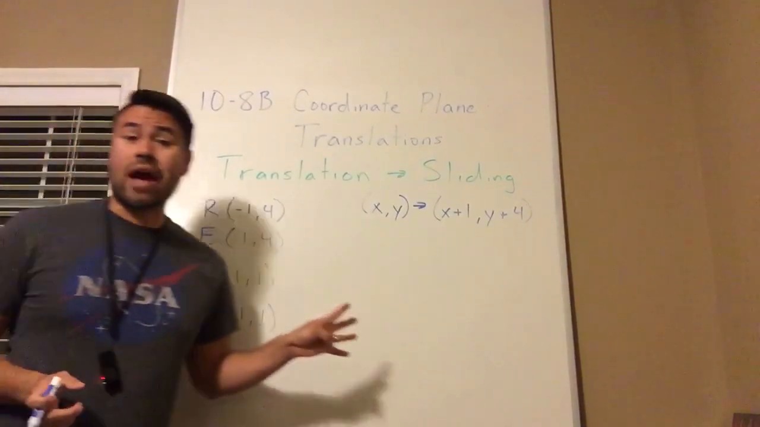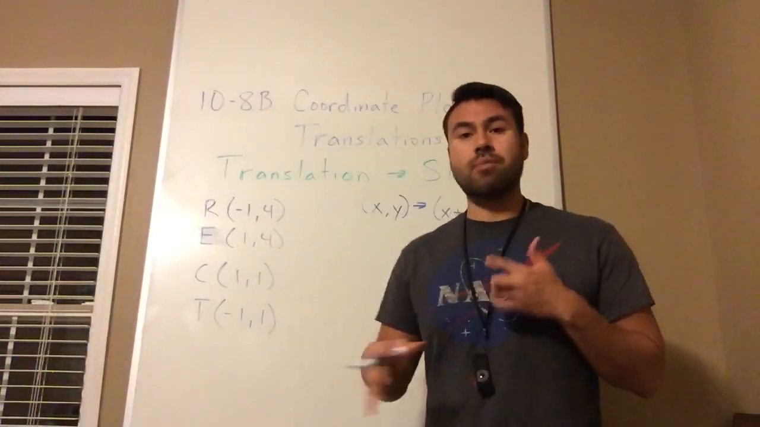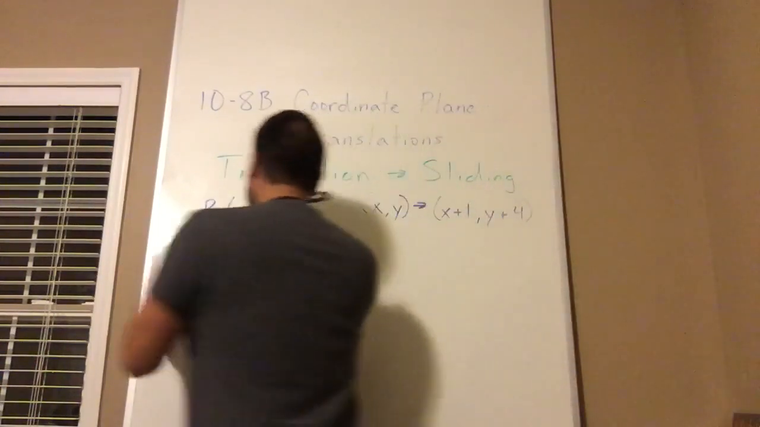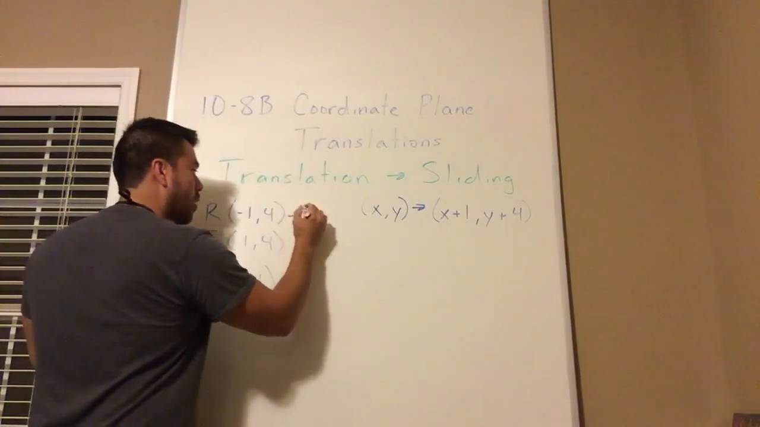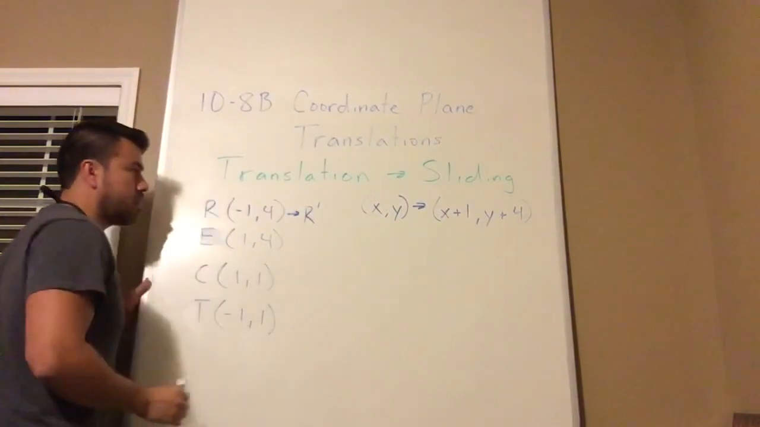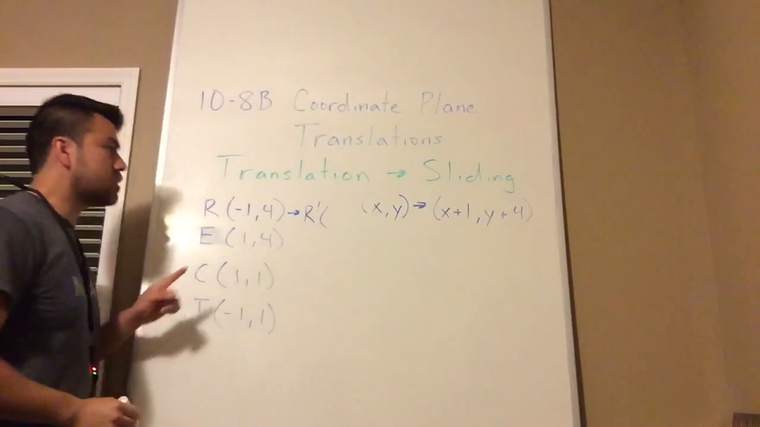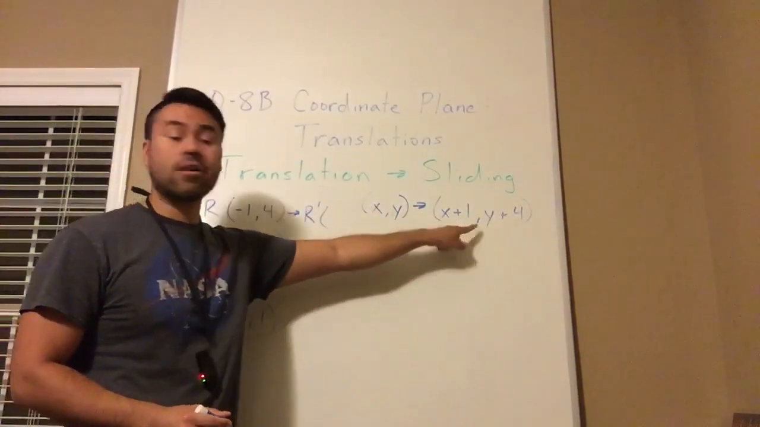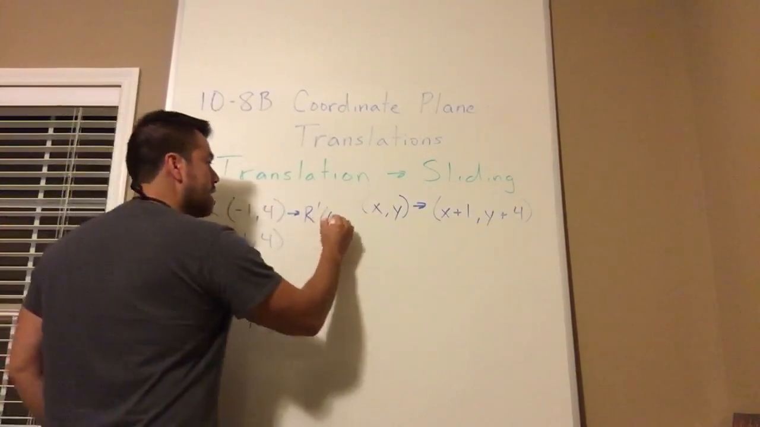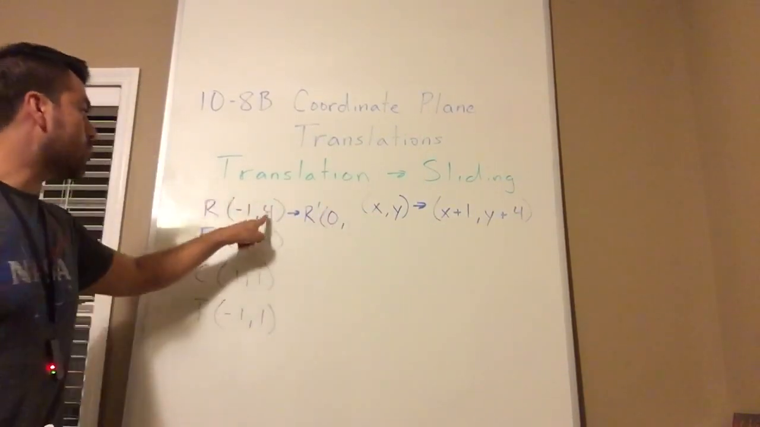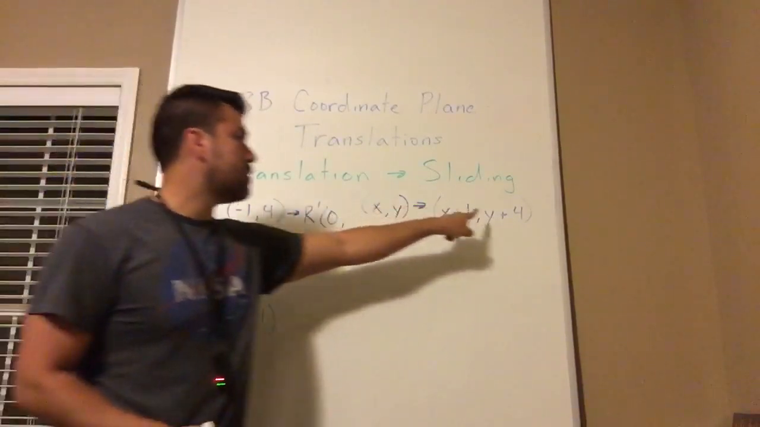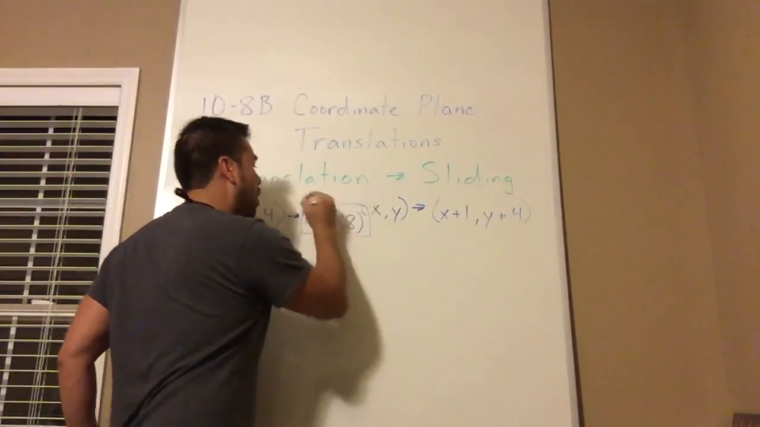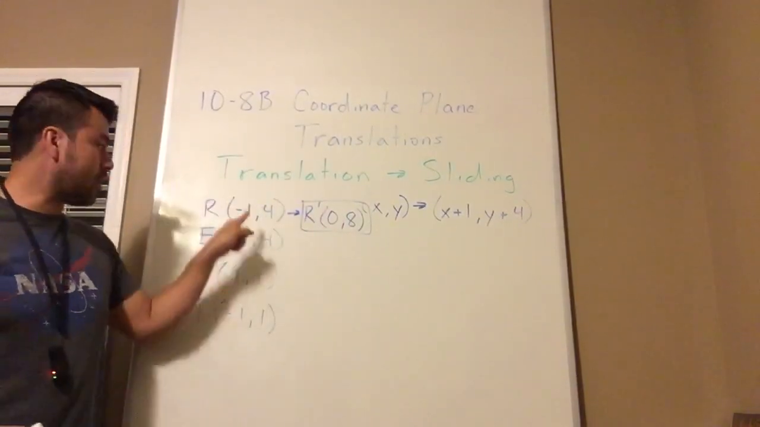They're going to ask you to graph it, but for time's sake, I'm just going to get you those new coordinates. So if R is at -1, 4, where would R prime go according to our rule? So what do I do with the x value? I add 1. So what's -1 plus 1? 0. What do I do with the 4? I add 4. So I get 8. So that's going to be my R prime. So I can graph this, no problem.